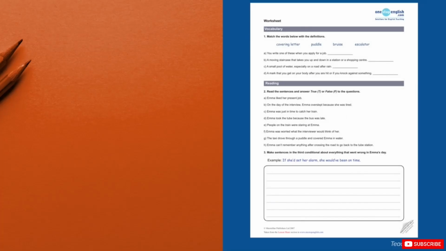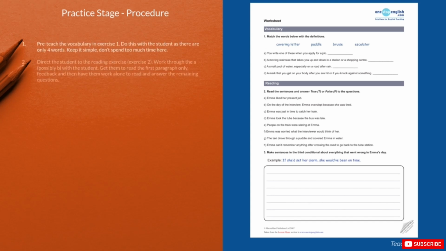Now we have our skeleton. We have a rough idea of what we're going to do in the practice stage. We kind of know our procedure. So now let's go back through that procedure and decide how we're going to do this. So not just the what, but how we're going to do it. If you think about the how before you go into your lesson, you'll be much better prepared and your lesson will flow more smoothly. So I'm not going to go through each of these again.